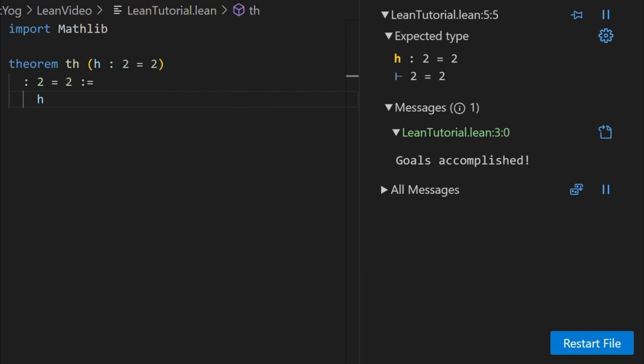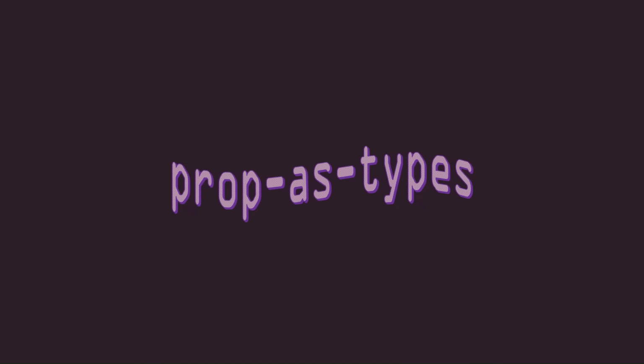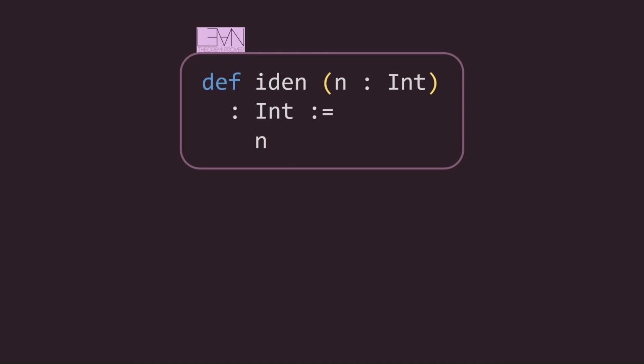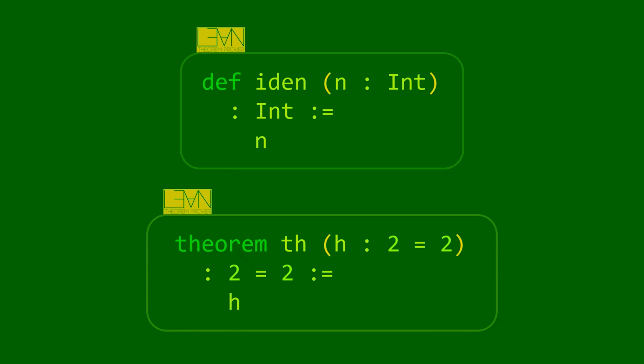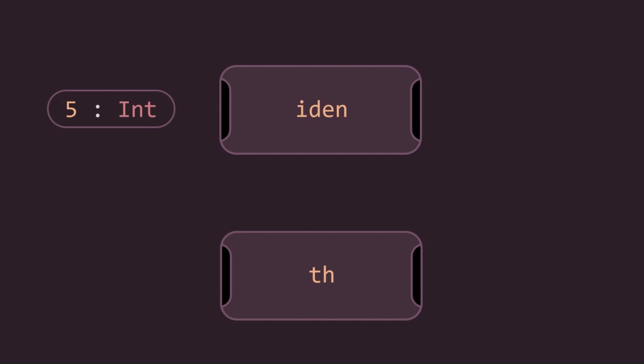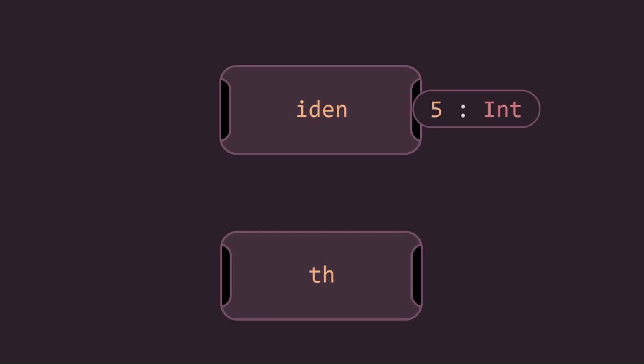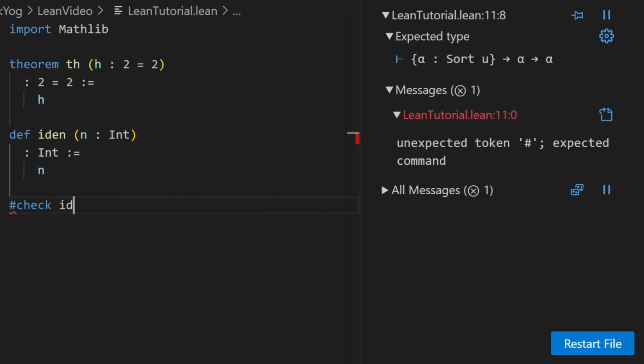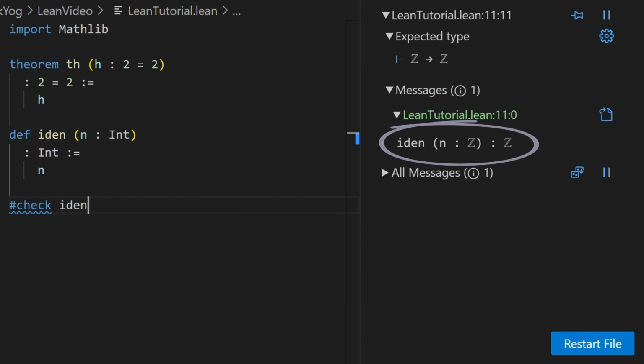What's going on here? Look at these two functions in C and Lean. Both are named ident, and they take in an integer n and output an integer, which is n itself. Taking just the Lean code, doesn't it look similar to theorem th? When ident is given an integer 5, it gives back the same integer 5, making its type int to int. I can check ident to see this in the info view.